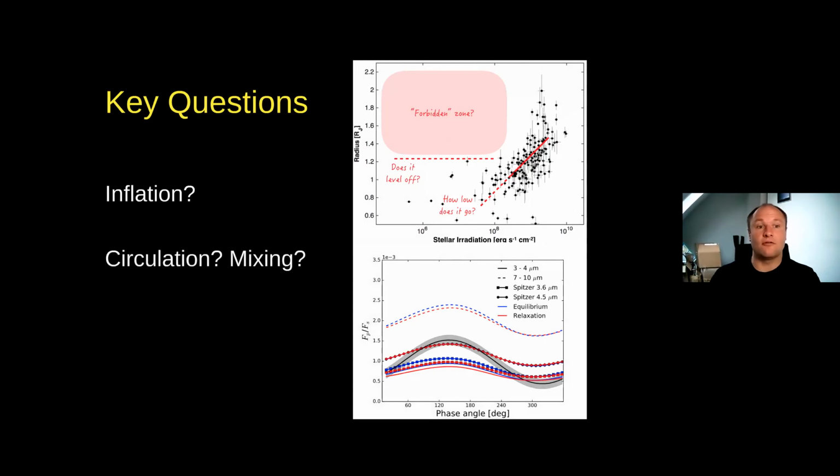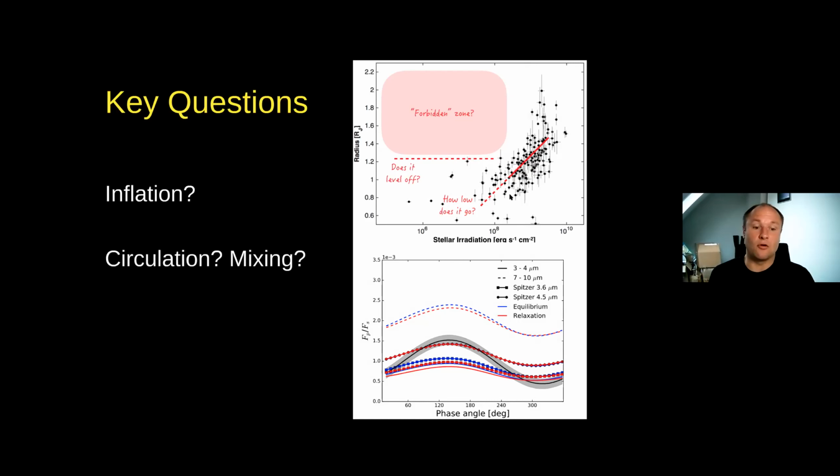The second thing I'll focus on is circulation and mixing. The best observed targets are these short period gas giant planets, and we infer that they have a very hot day side facing the star and a very cold night side. And mixing between those two regions is controlled by the dynamic flows in the atmosphere.